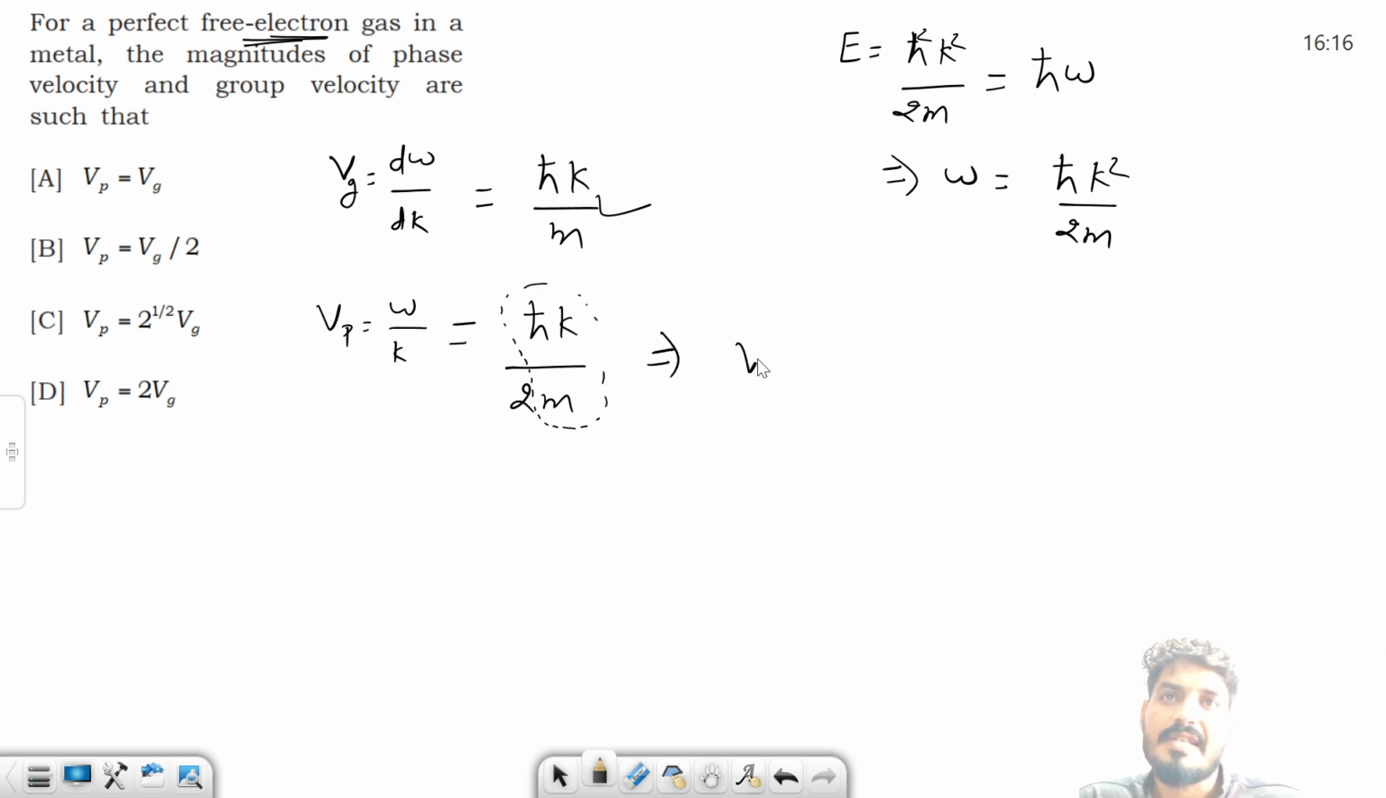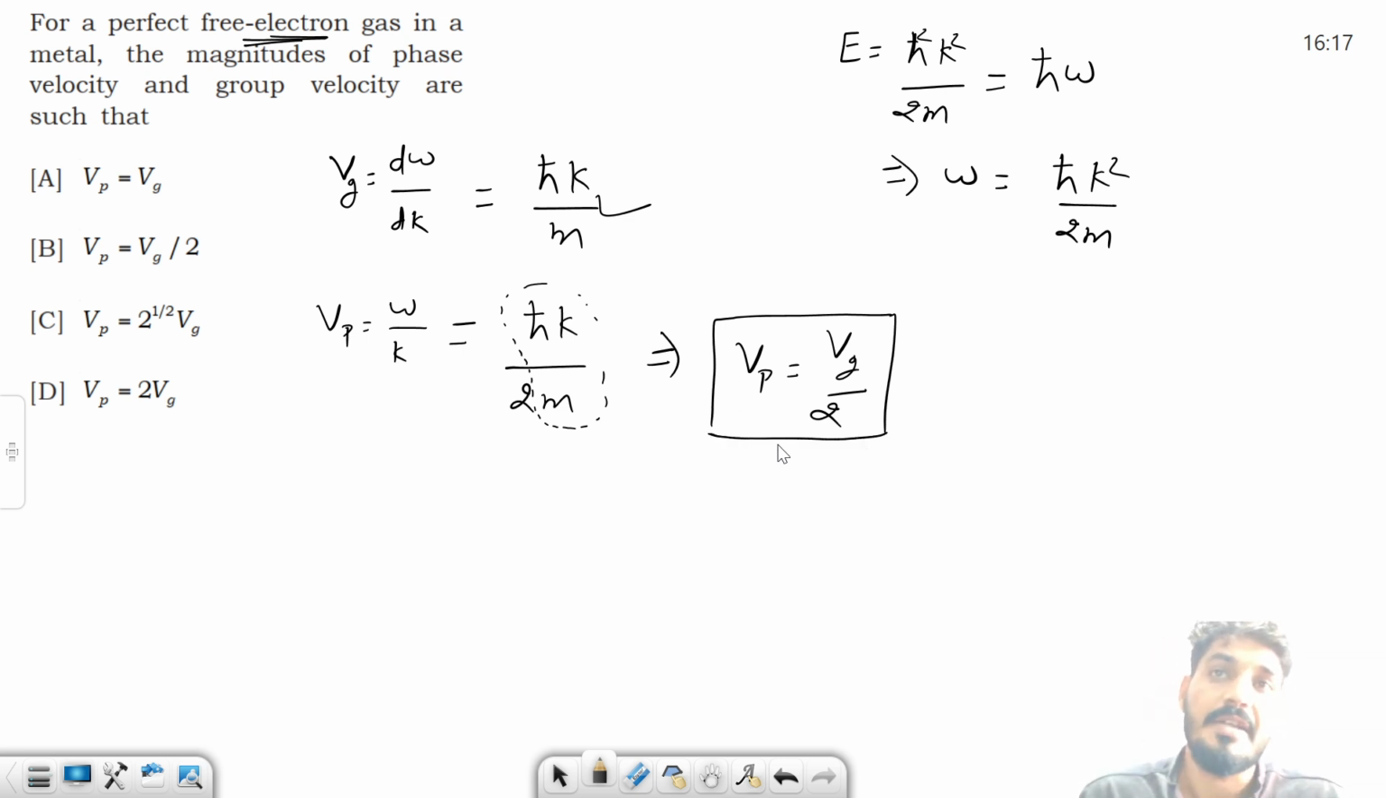So can I say that Vp is nothing but Vg by 2? Vp is nothing but Vg by 2. So which one is the correct answer? B is the correct answer. Fine. This is how you can do it. So always remember the formula of group velocity and phase velocity. Okay. Let's see the next one.